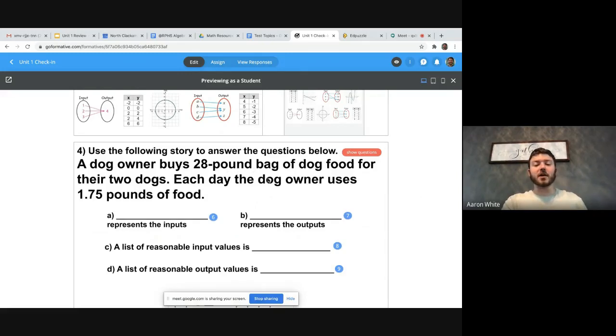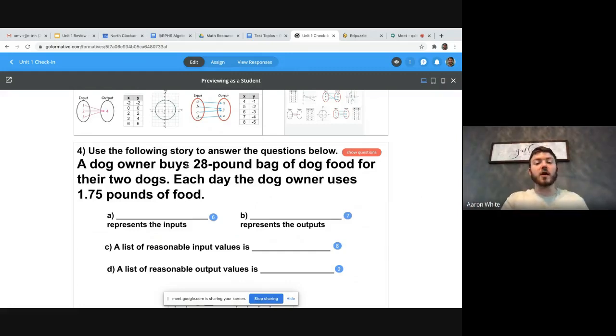Each day, the dog owner uses 1.75 pounds of food. So in this problem, we need to decide what are the inputs and what are the outputs. We can almost think of this as being a linear function, because the rate of change at which the dog food is being used is the same every single day.